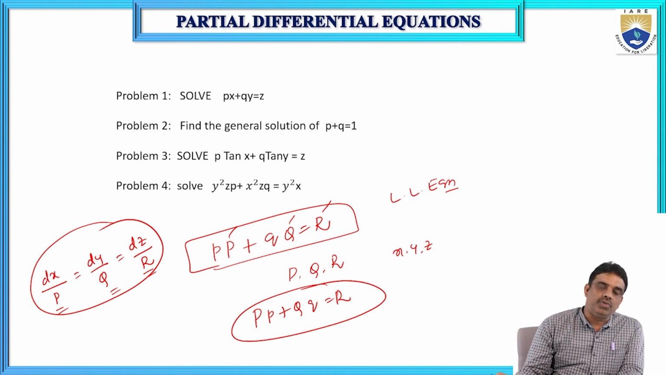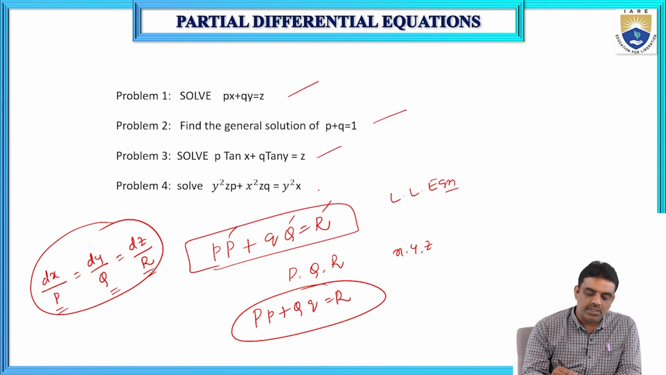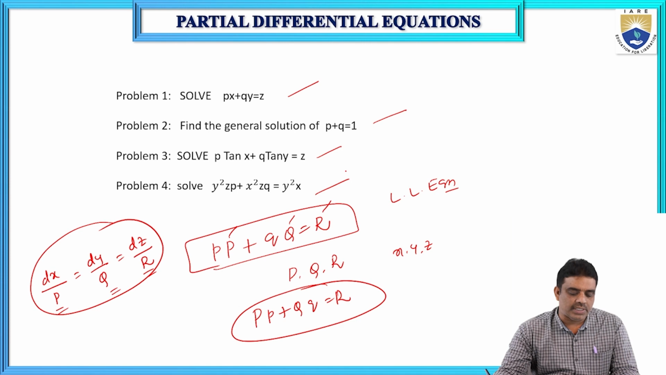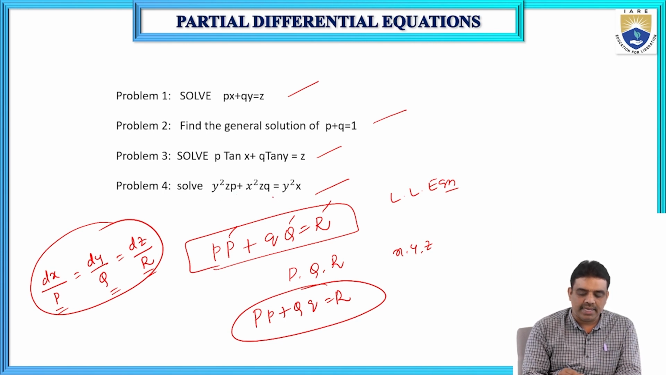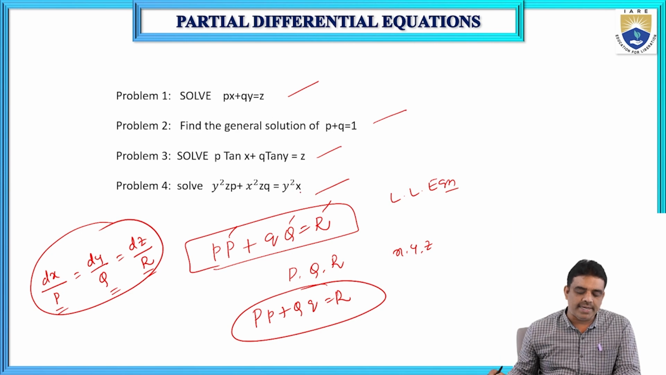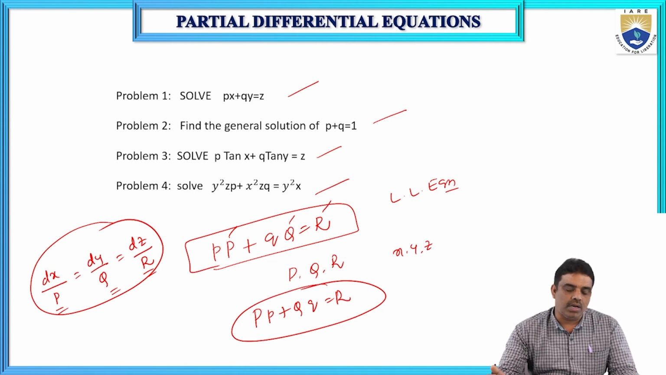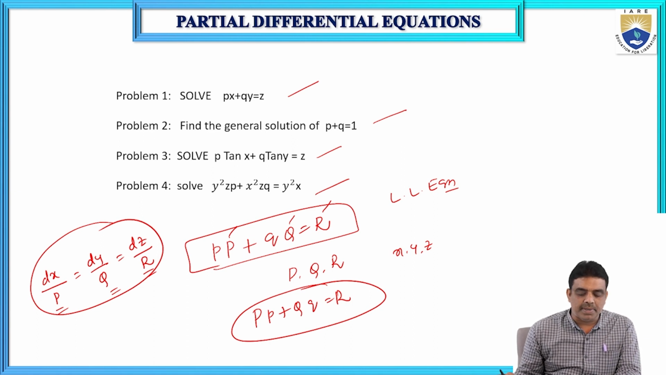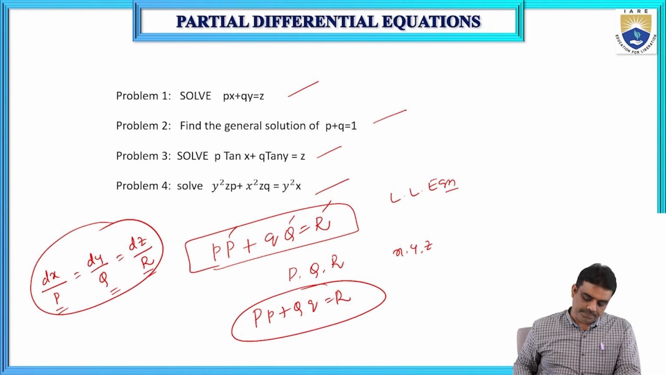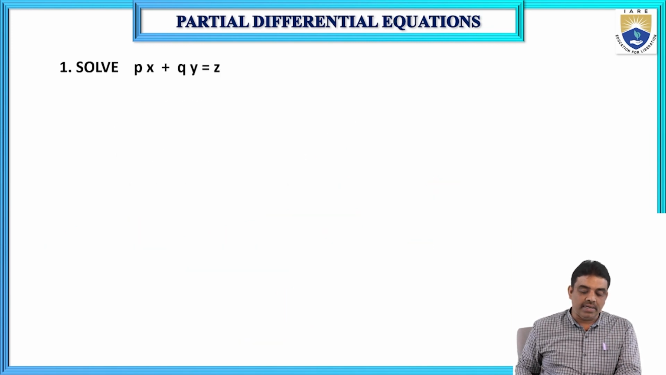In this present video, I would like to solve the following problems. px + qy = z, solve the differential equation. Find the general solution of p + q = 1. Solve p tan x + q tan y = z. And y²zp + x²zq = y²x. These problems I am going to solve in this video. You can observe that all are Lagrange's linear equations, because all are in the form Pp + Qq = R. I will solve them one by one.